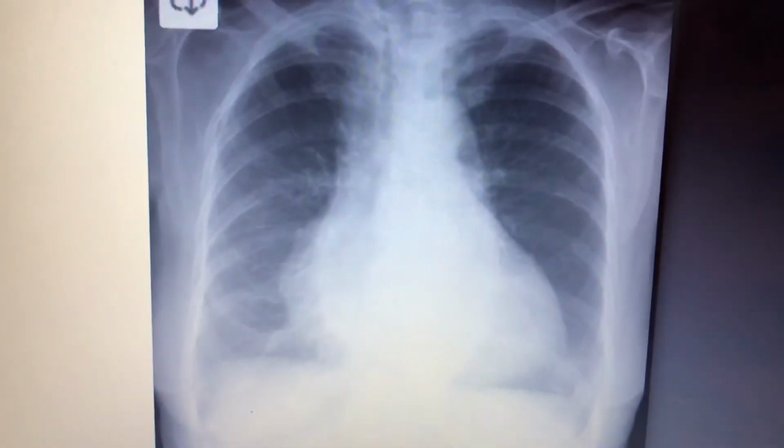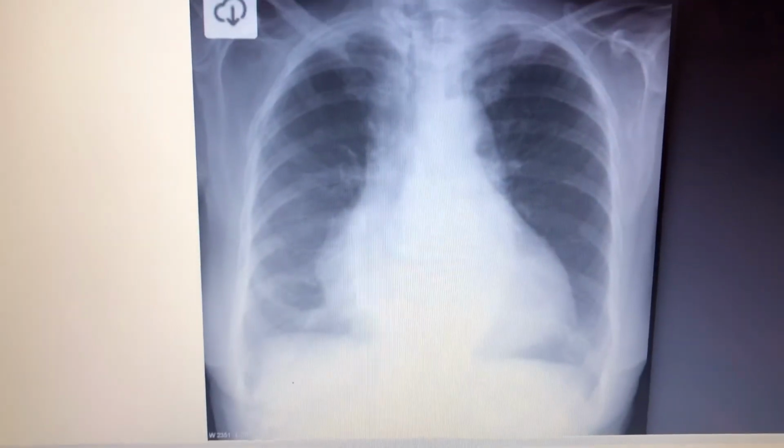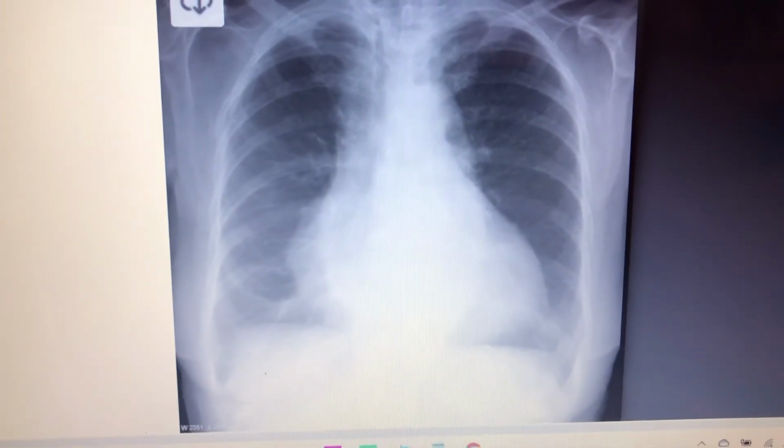Forgot to add my references. I used Radiopaedia, CDC.gov, and Bontrager.